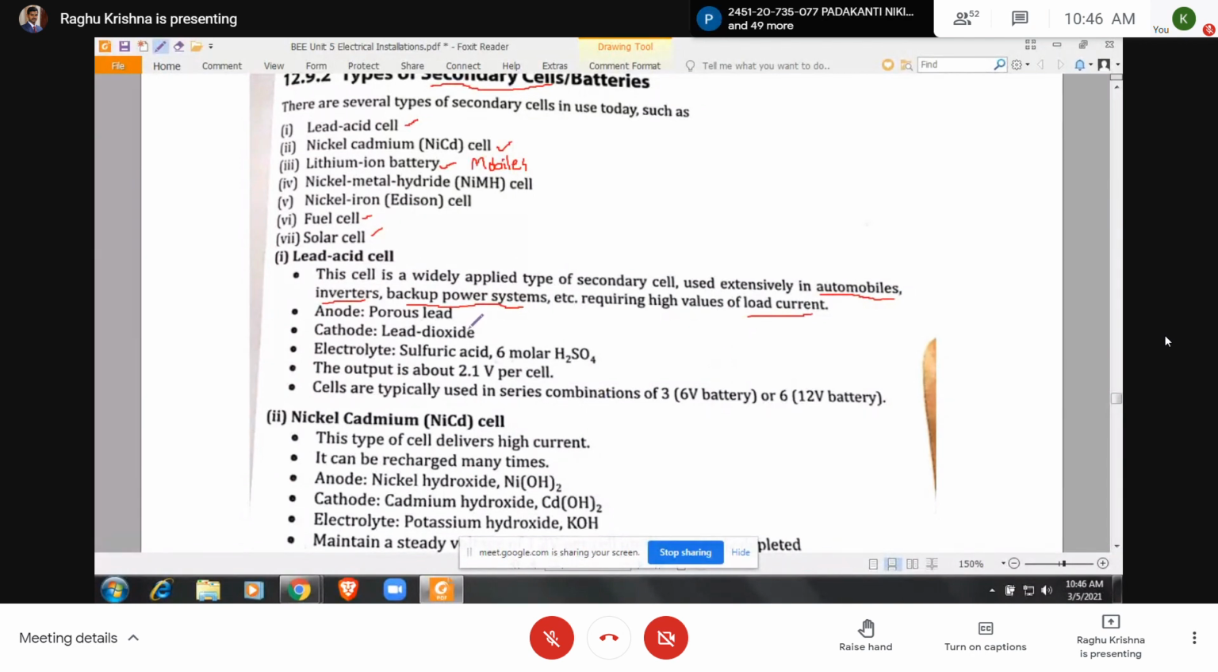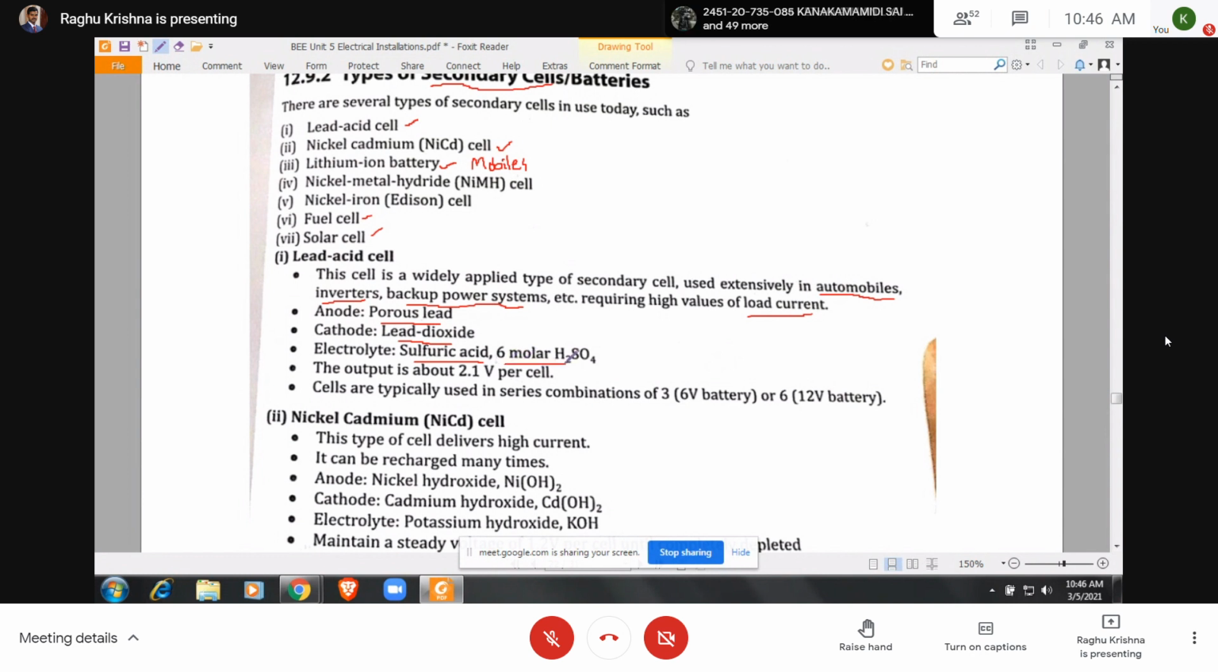Next, coming to the anode. The anode is made up of porous lead. Porous means holes, so small holes will be there in this anode. Porous lead is used as the anode, and lead dioxide is used as the cathode, and the electrolyte is sulfuric acid.